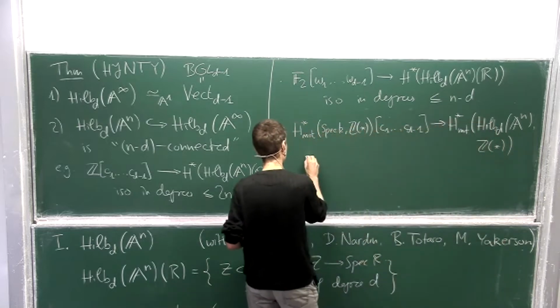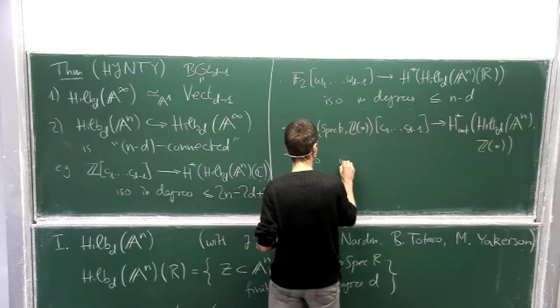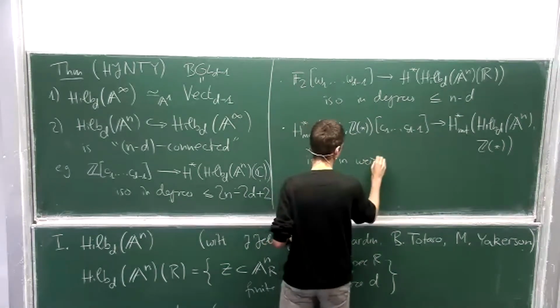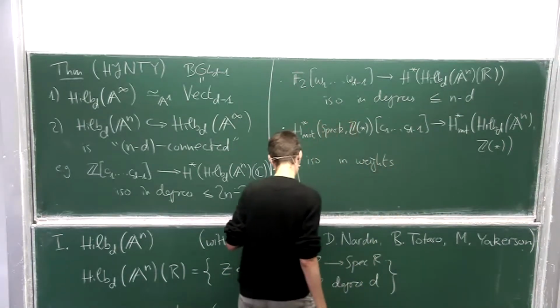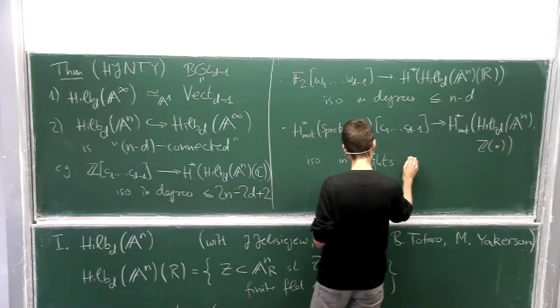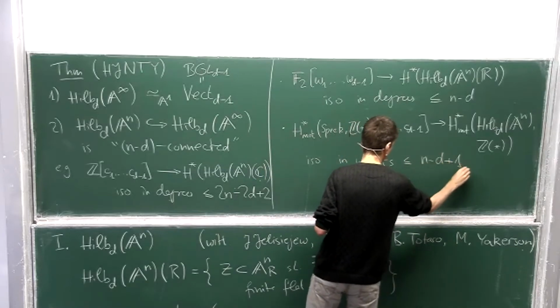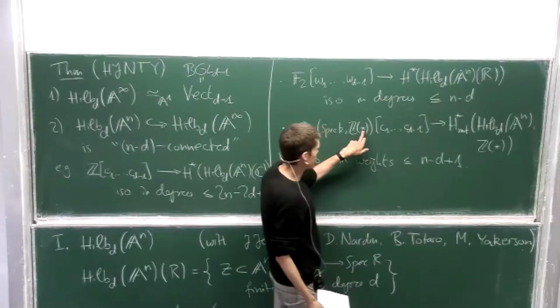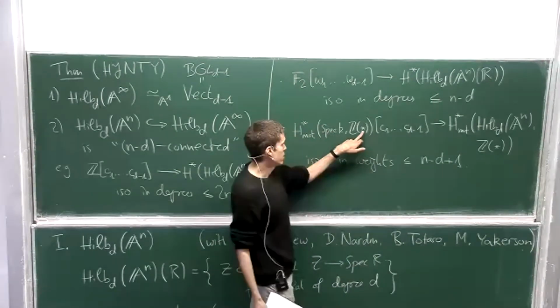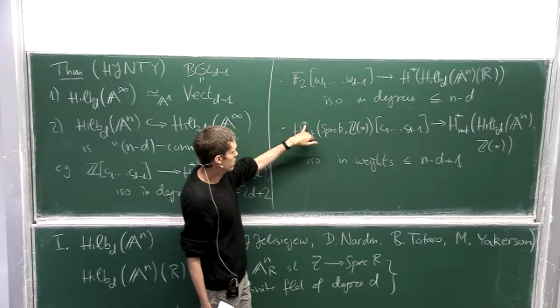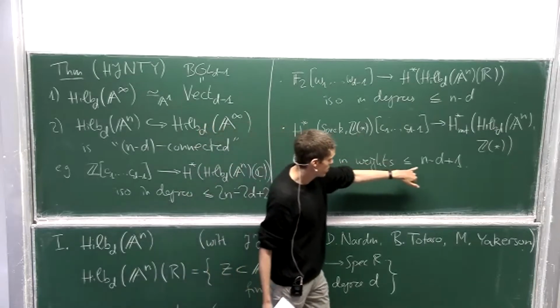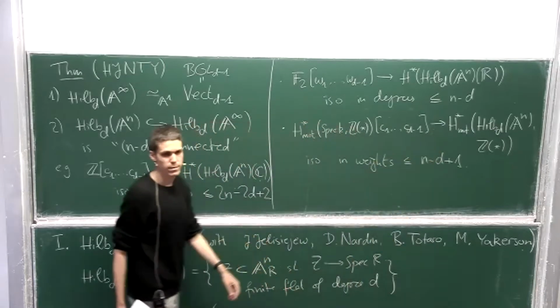And now this would be an isomorphism in weights less than or equal to n minus d plus 1. The weight refers to this weighting here. So this weighting here can be arbitrary, but as long as this weight is less than or equal to n minus d plus 1, this is nice.